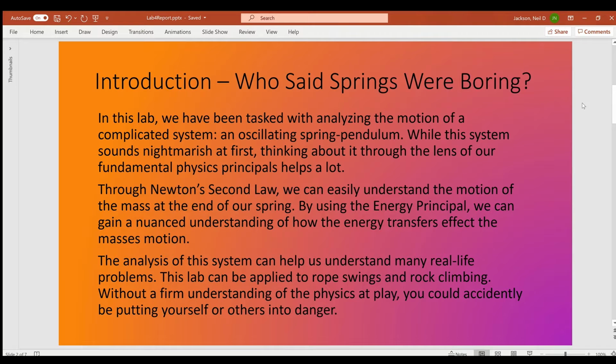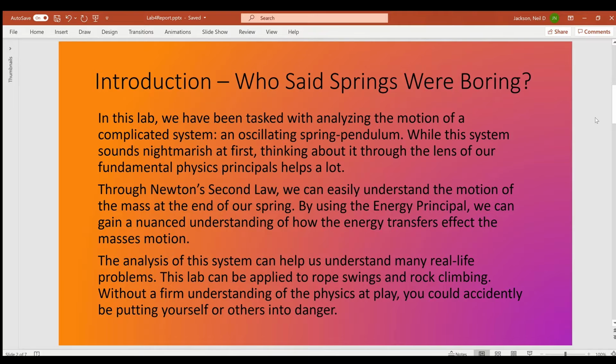So our system consisted of a spring and a weight, and it was oscillating not only up and down but also left to right. Our job was to analyze this motion and explore it a little bit. This may sound really weird at first, but through using Newton's second law and the energy principle, we can gain a really good understanding of how the spring moves. And with that knowledge, we can then apply it to real-life situations, such as rock climbing.